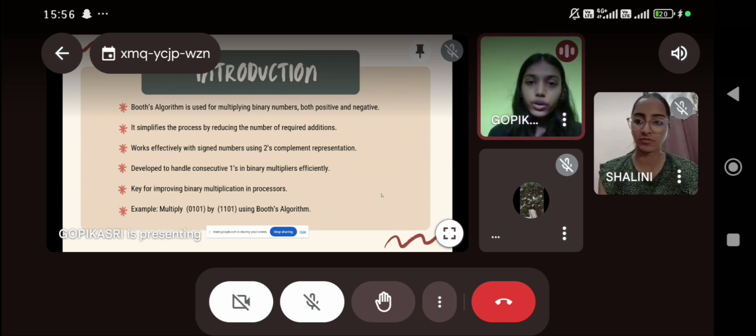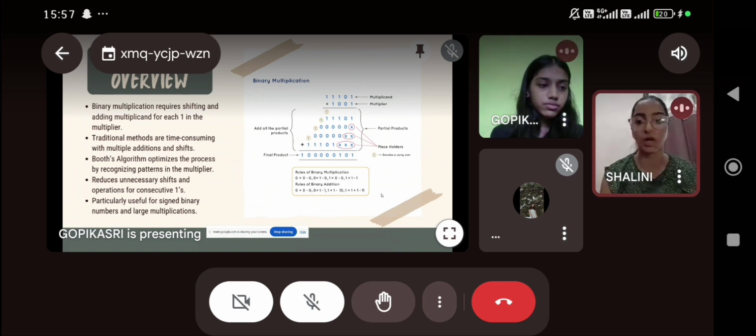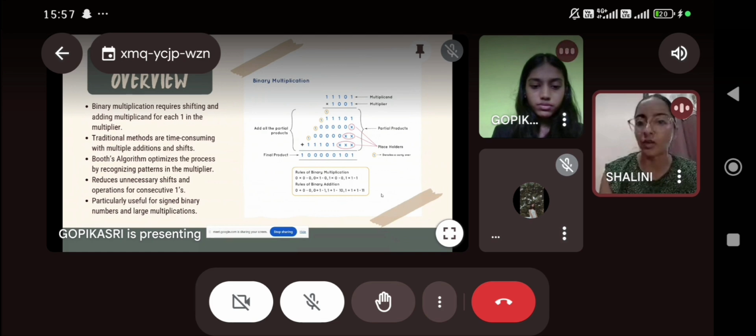Over to Shalini. Binary multiplication requires shifting and adding the multiplicand for each one of the multiplier, so we have both the rules of binary multiplication and binary addition. If it's 0 into 0, the result will be 0 in multiplication. 0 into 1 will also be 0, so basically it follows the AND gate. Only when it is 1 cross 1, the answer will be 1.